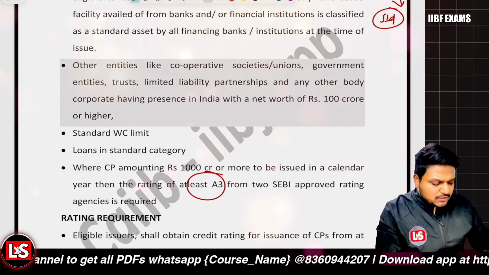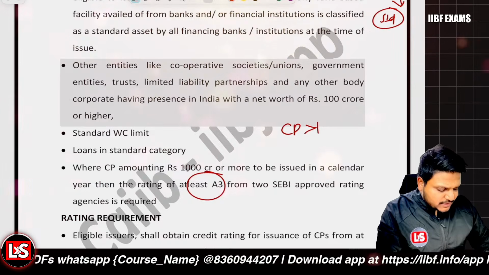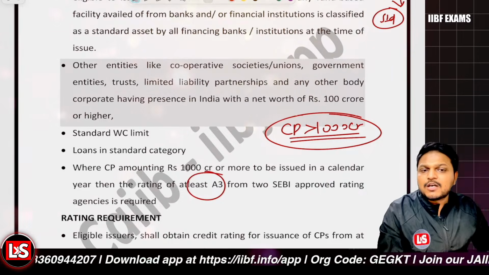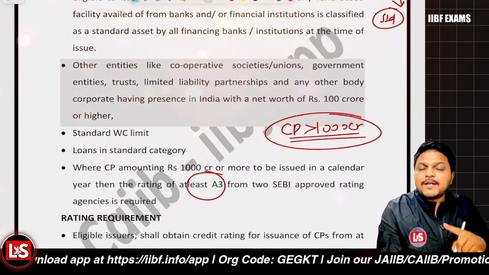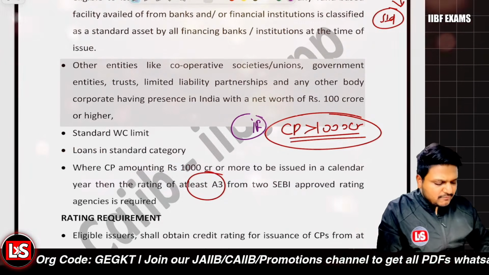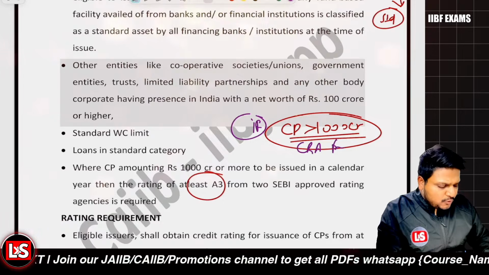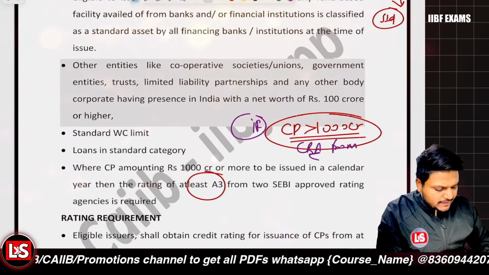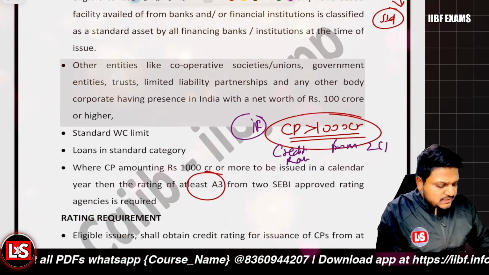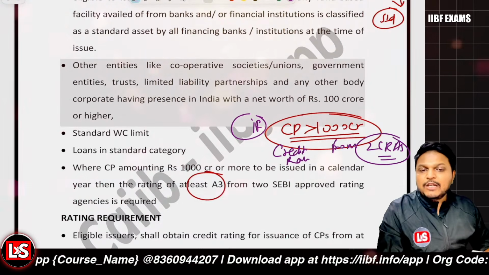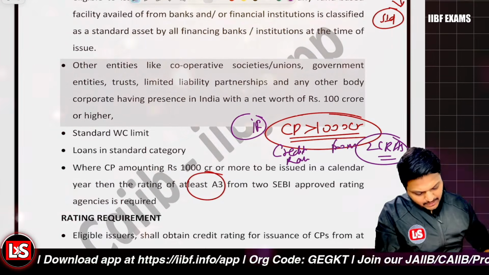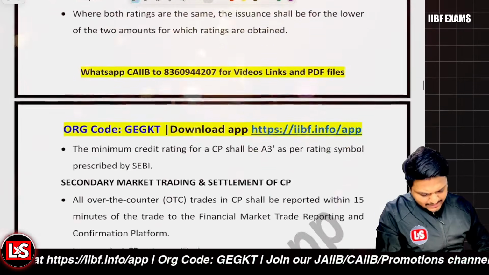And if you are to issue commercial papers greater than 1000 crores, let's say the total issue size is exceeding 1000 crores, then the credit rating from two credit rating agencies is required. So if the CP amount is greater than 1000 crore, then the credit rating from two CRAs is required, and the minimum value will be considered. The lower value will be considered. Clear with it? Okay.